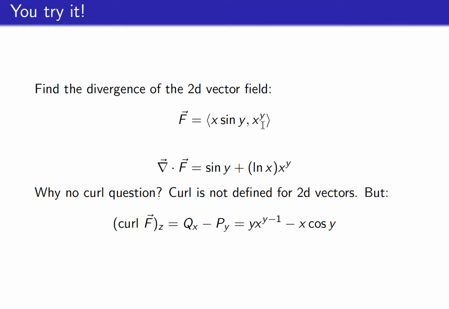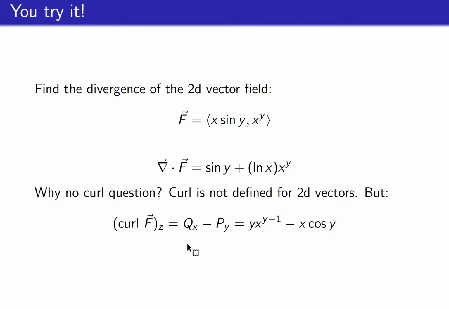And I can certainly take the partial derivative of this with respect to x, which is y x to the y minus 1, minus the partial derivative of this with respect to y, which is x cosine y, and subtract like that. And this is not a vector. This is a scalar. This is a kind of a funny kind of object, right?